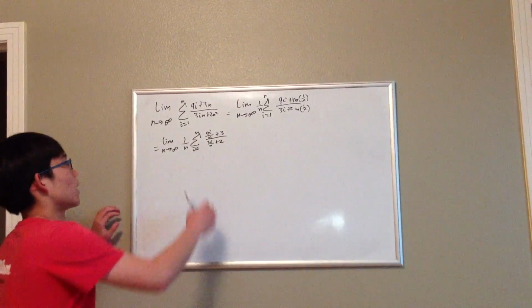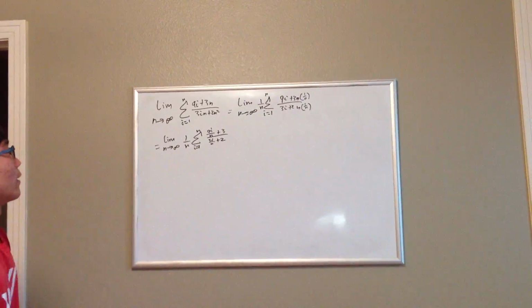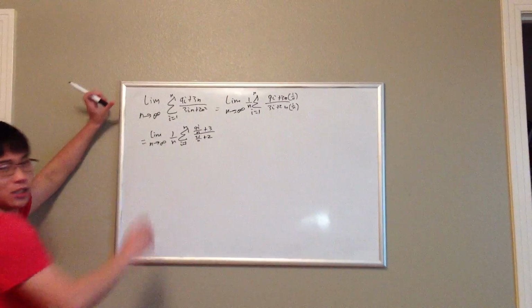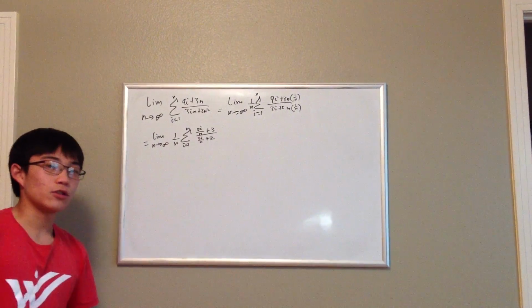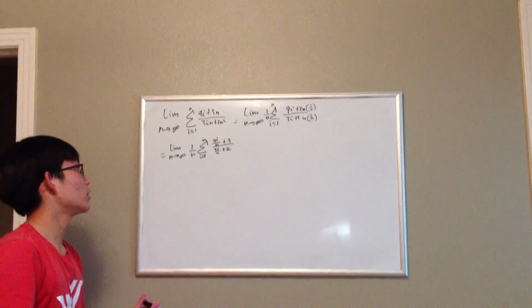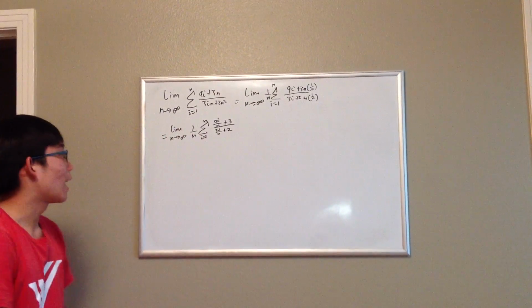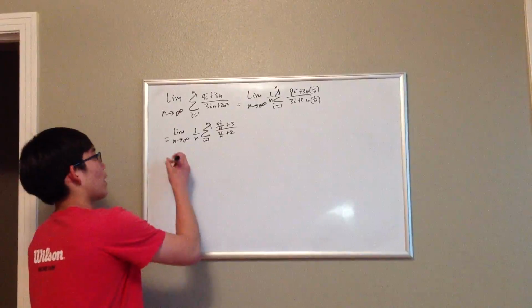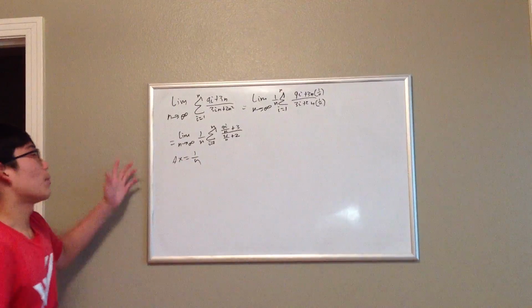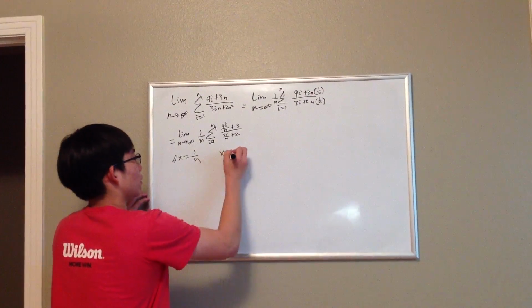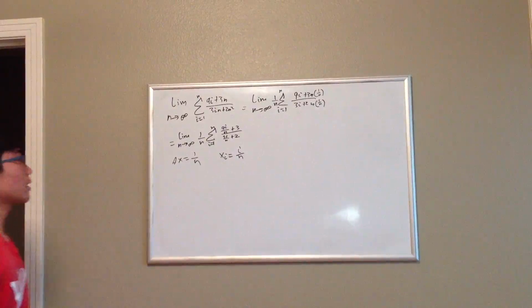From here, 9i over n and 3i over n both have i over n in them, and our delta x just happens to be 1 over n. With this information, we can use our knowledge of the structure of the limit definition of an integral to realize that our xi is i over n. So now we've identified our delta x equals 1 over n in our first step, and xi equals i over n in our second step.